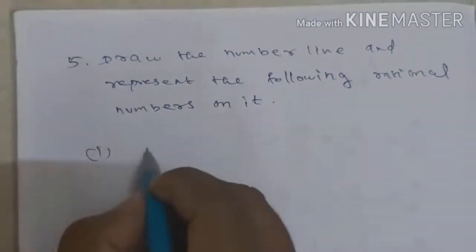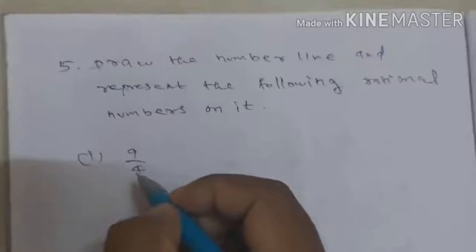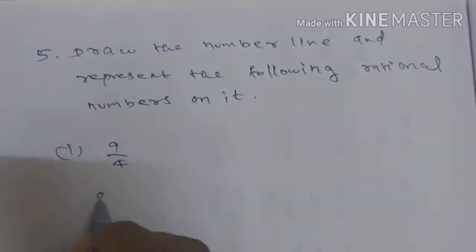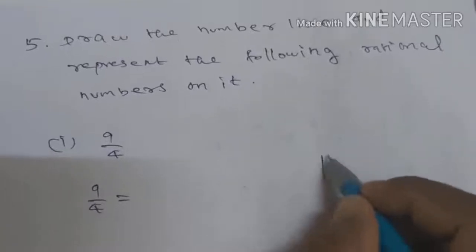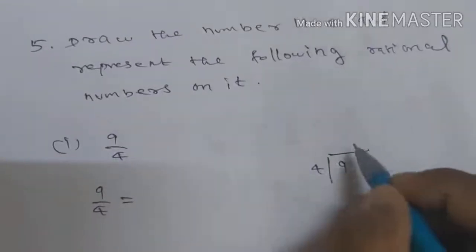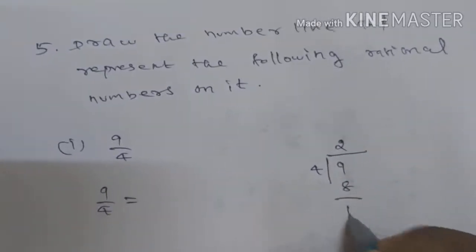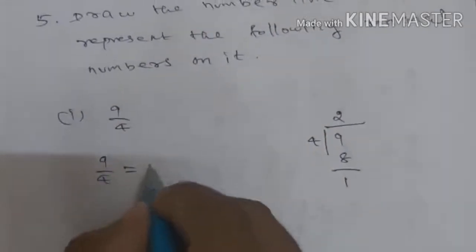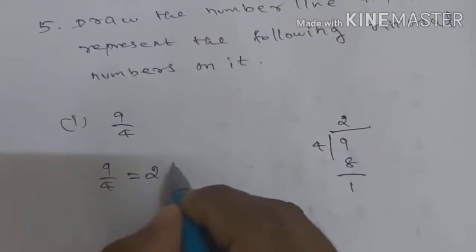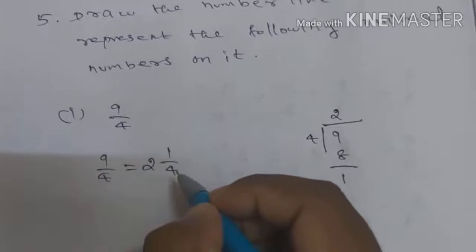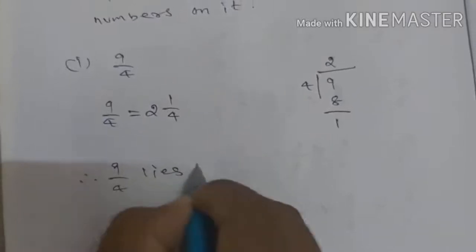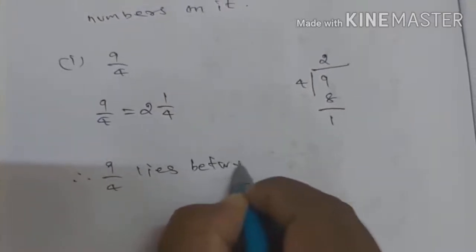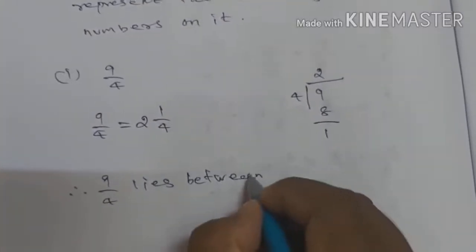So change it to a mixed fraction. How to change: divide. 9 divided by 4: how many times? 2 times. 2 fours are 8, remaining value 1. So the value is 2 1/4. 4 means you segregate the unit into 4 parts. So 9/4 lies between 2 and 3.